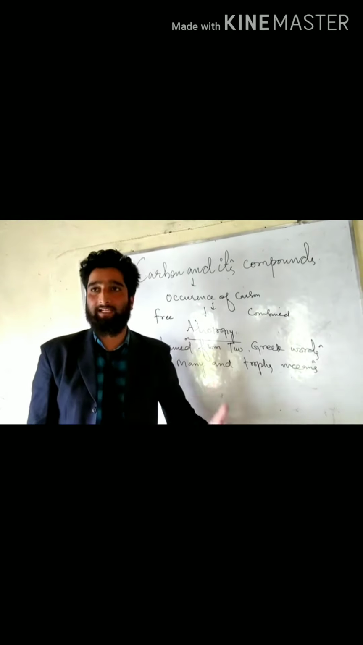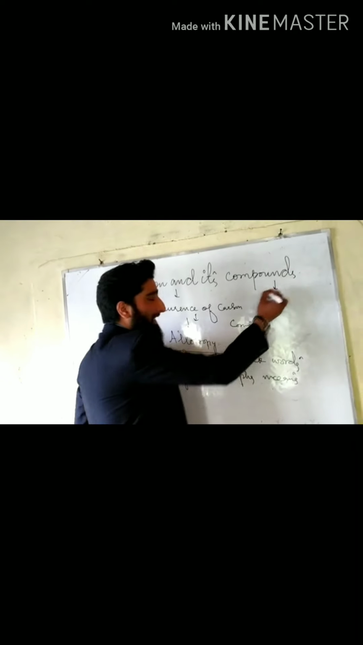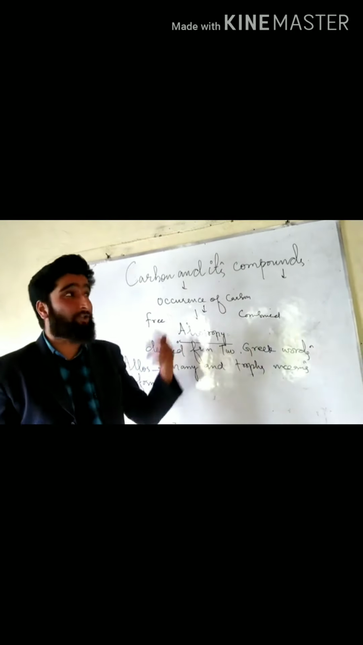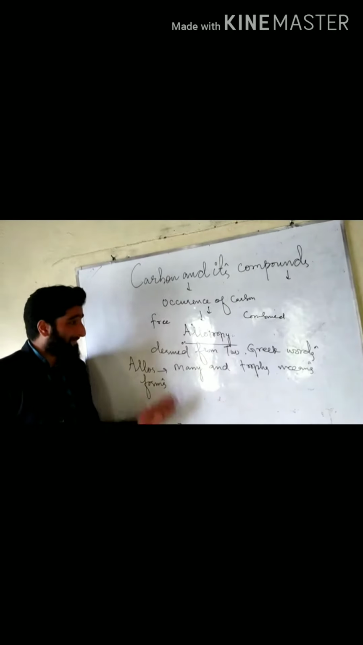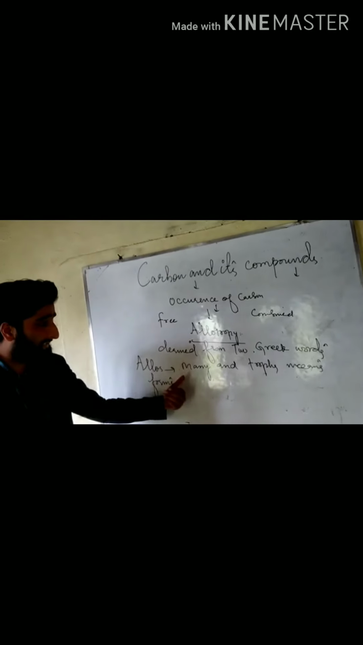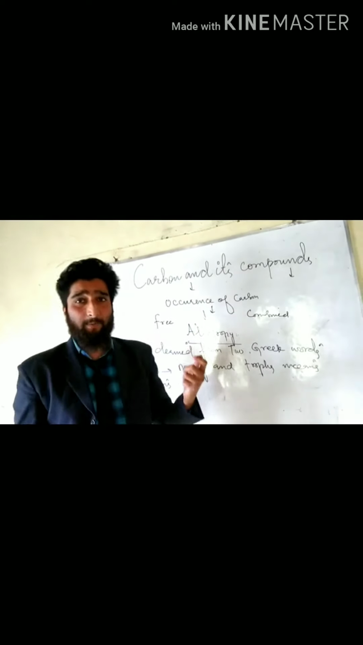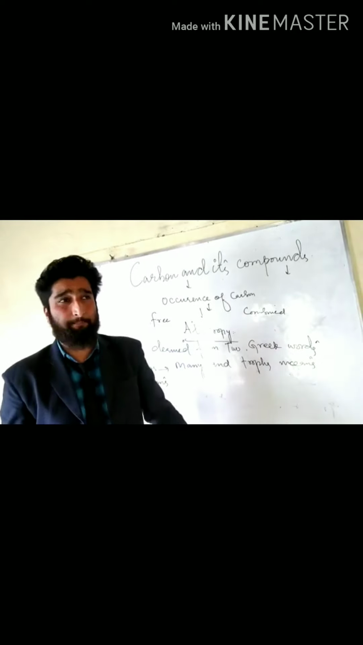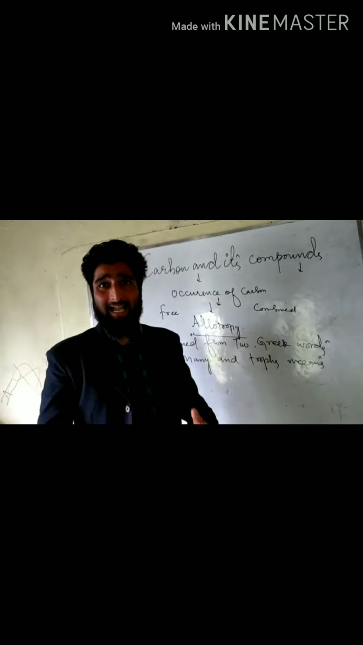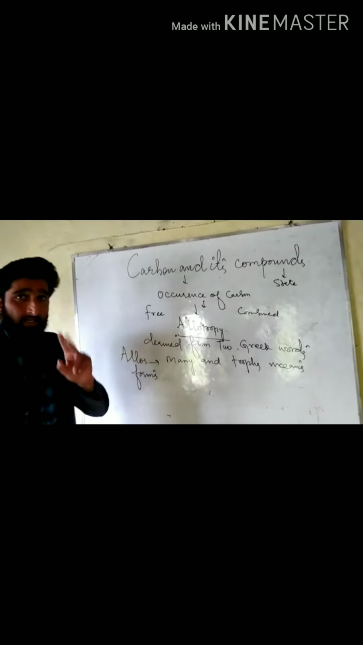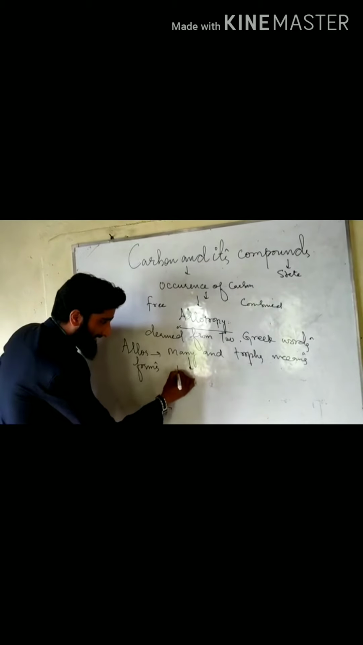It's a tendency of a chemical element. It's a tendency of carbon to exist in more than one physical state. That's why carbon shows the property of allotropism. It is an ability, a property of a chemical element by which it can exist in more than one physical state. For example, carbon can exist in two physical states. One is diamond, another is graphite.